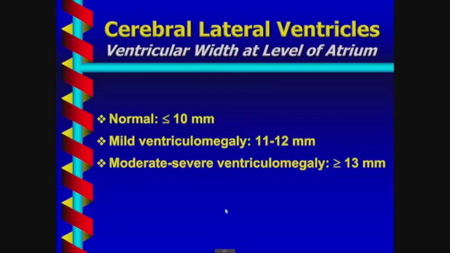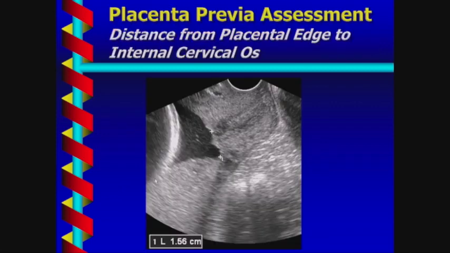The reason this one's easy to remember is that there's a single upper limit of normal from 16 weeks onward, and that's 10 millimeters. Anything above that is mild or moderate or severe ventriculomegaly.